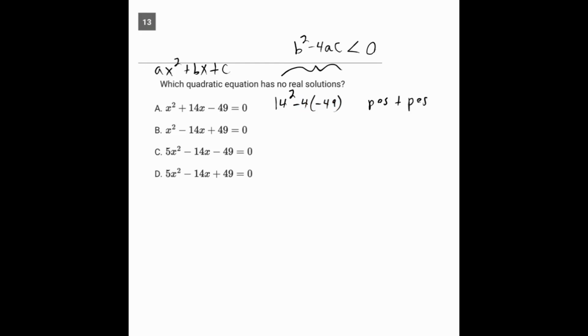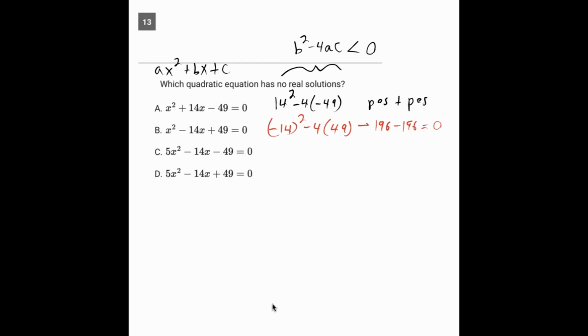So going to answer choice B, you have negative 14 squared minus 4 times 1 times 49. So here you'll have a positive and a negative added together. And 14 squared is 196. And negative 4 times 49 is negative 196. So here you'll have 0. So this situation would have had 1 solution.